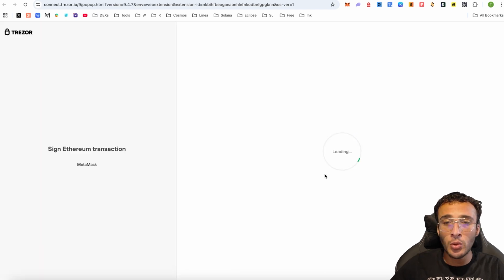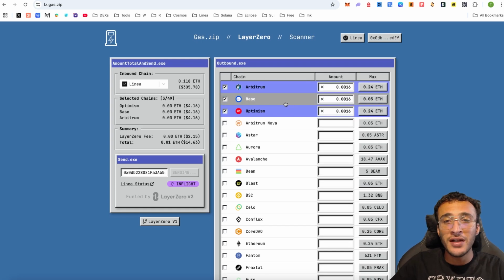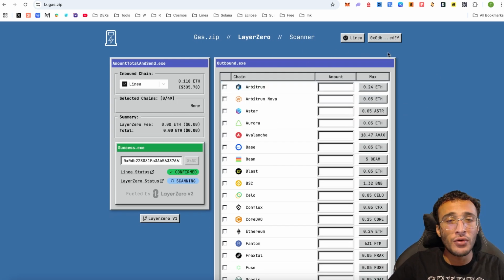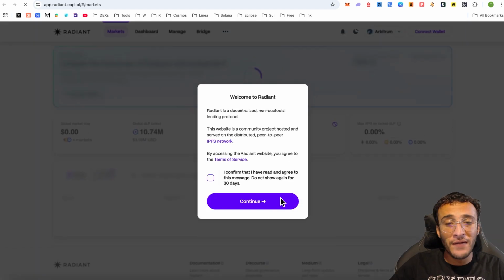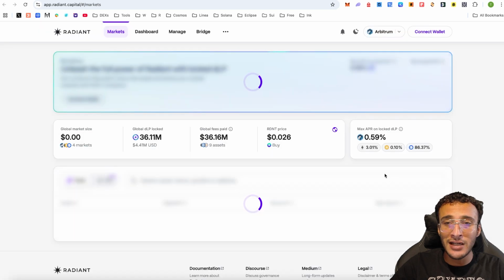Fantastic. And another protocol we've used, guys, and we've used 5 out of 10 of which we roughly want to show you. Next, guys, we've used LayerZero on Gas.zip. What is the next protocol? Well, number 6 is going to be Radiant Capital, and as you can see here, it is powered by LayerZero. And in order to qualify for their airdrop, I'm going to show you exactly what to do.